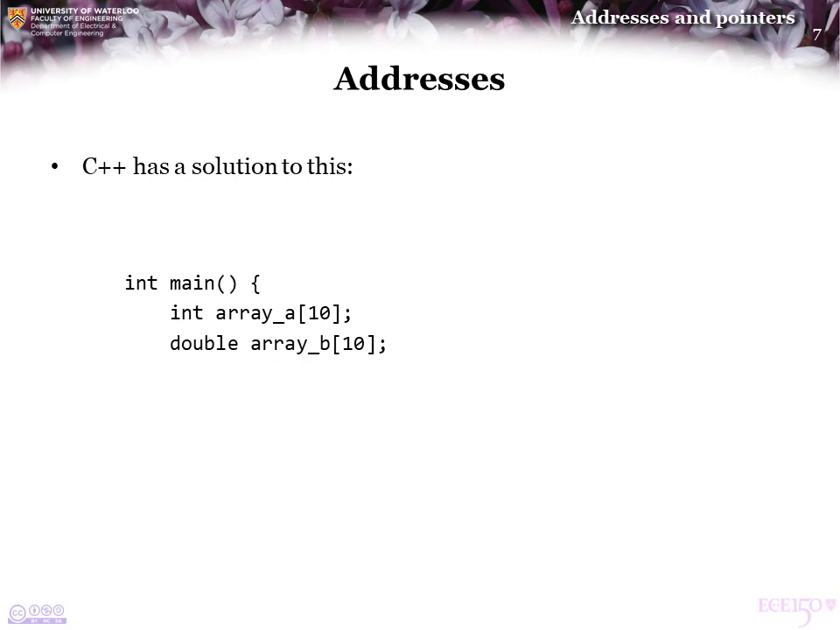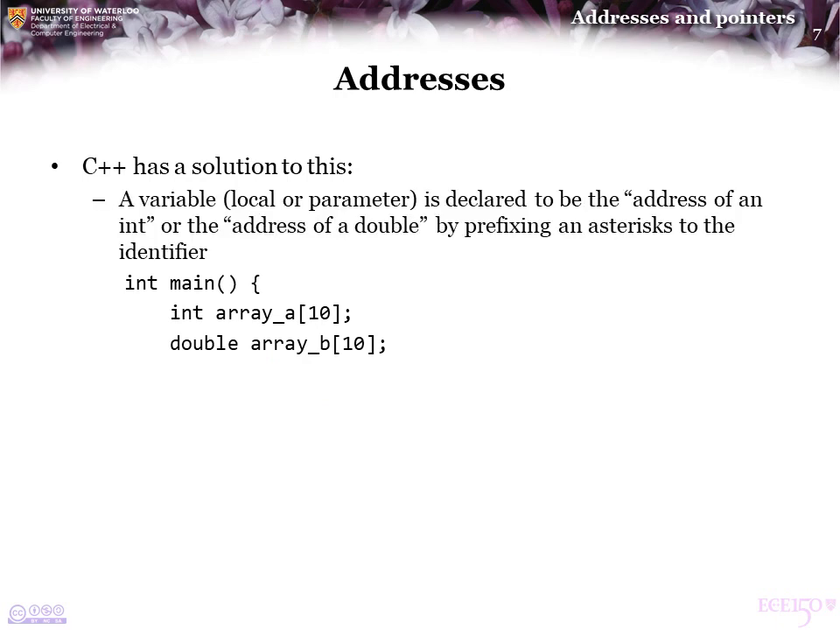Now, C++ does have a solution to this. A variable, be it a local variable or a parameter, can be declared to be the address of an integer or the address of a double, whatever type, by prefixing an asterisk to the identifier. Let's see how this is done.